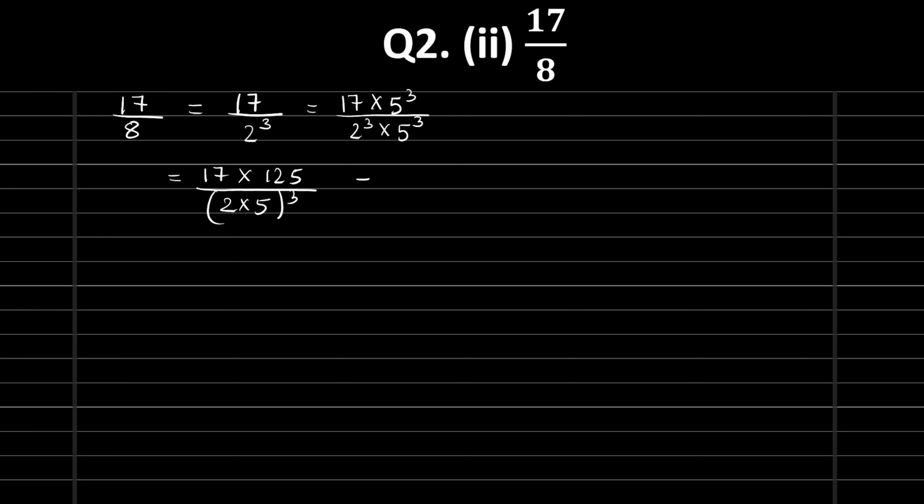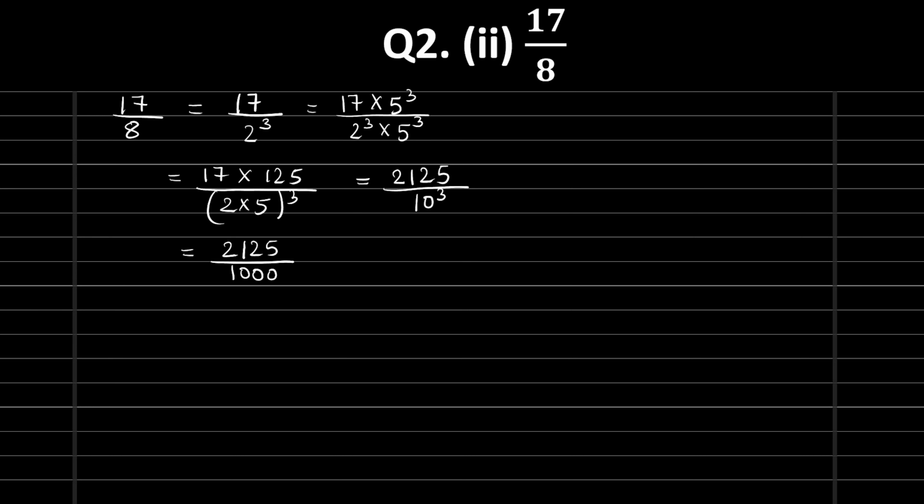Now 17 into 125 is 2125, and 2 into 5 whole raised to 3 can be written as 10 raised to 3. 10 raised to 3 means 10 into 10 into 10. So that is basically 2125 divided by 10 raised to 3, which is 1000.